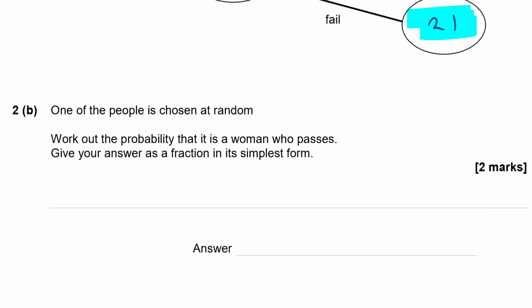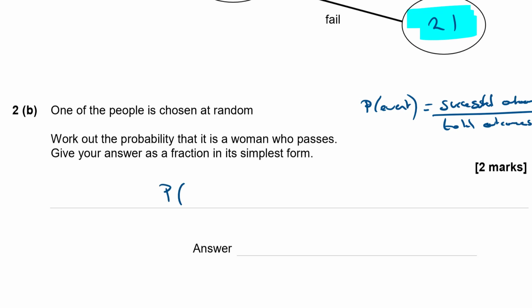Part 2b says one of the people is chosen at random. Work out the probability that it is a woman who passes. Give your answer as a fraction in its simplest form. Okay, so remember the probability of an event happening is successful outcomes divided by total outcomes. So here, the probability that it's a woman who passes.